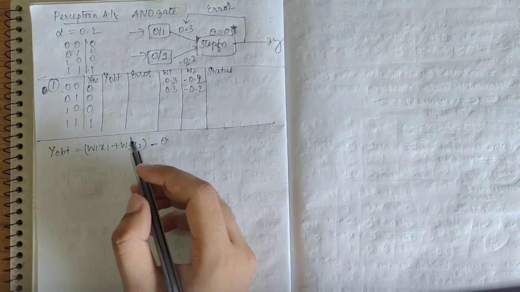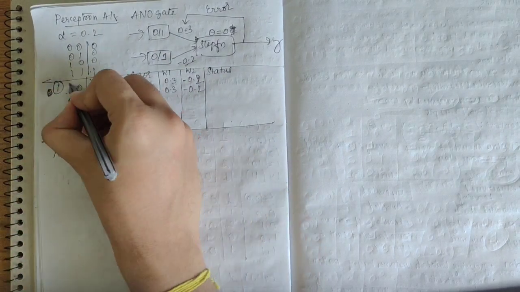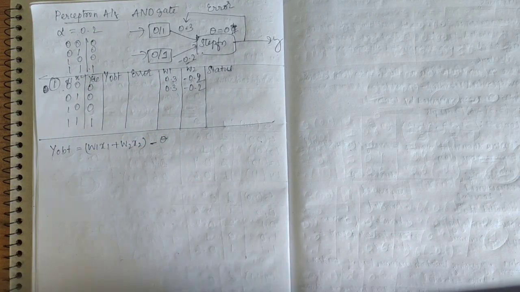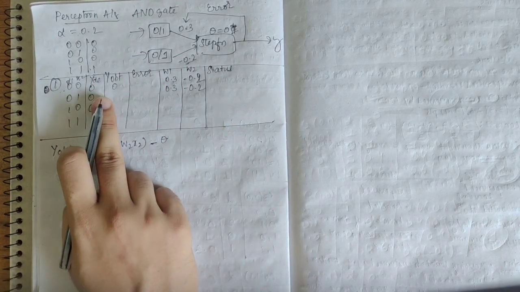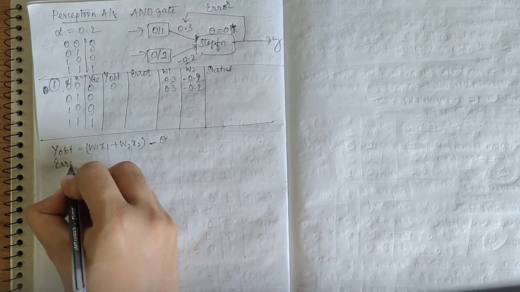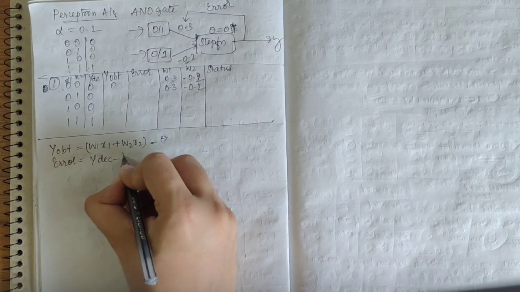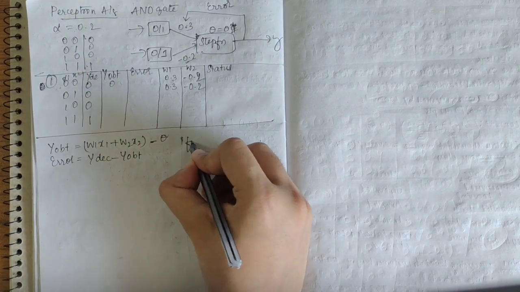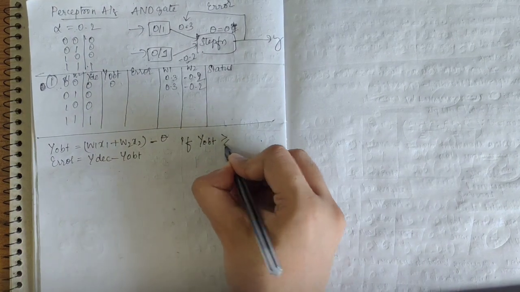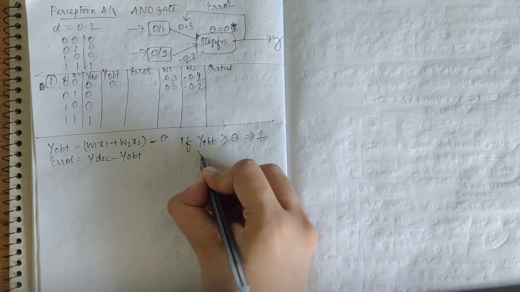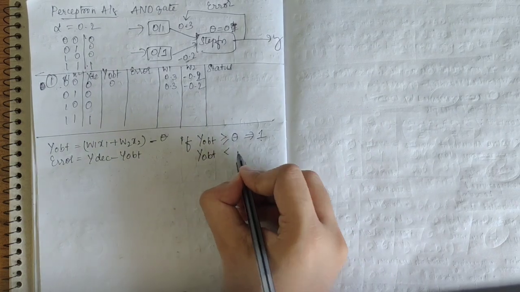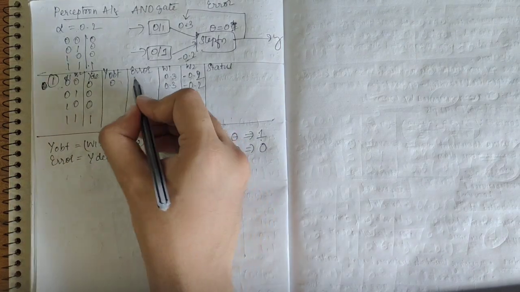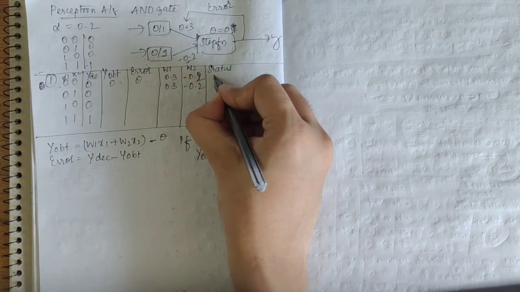So for the first question, if I substitute, this is x1, this is x2. So 0 into 0.3 and 0 into minus 0.2, I'll get 0 itself. Between these two, if you subtract, you get the error. Y expected minus Y obtained would be the error. Okay, so if Y obtained value is greater than or equal to theta, then put 1. If Y obtained is less than theta, then put 0. Okay, so first step, error is 0, so it would be the same weights, so no change here.